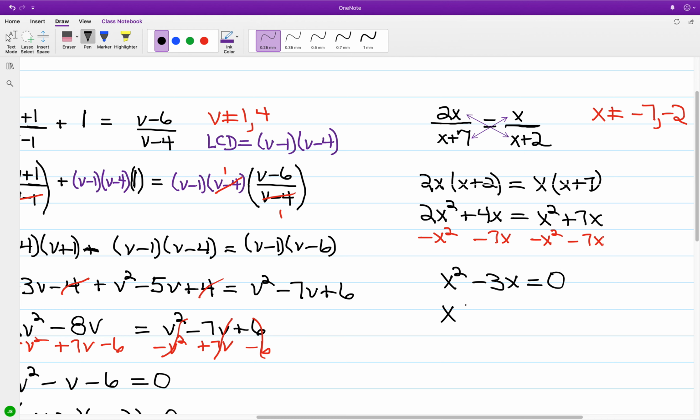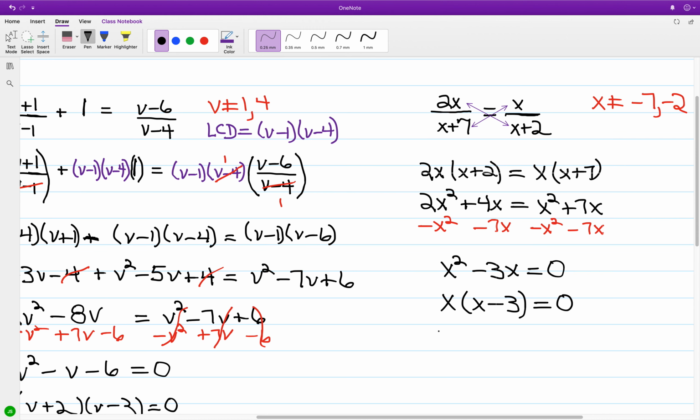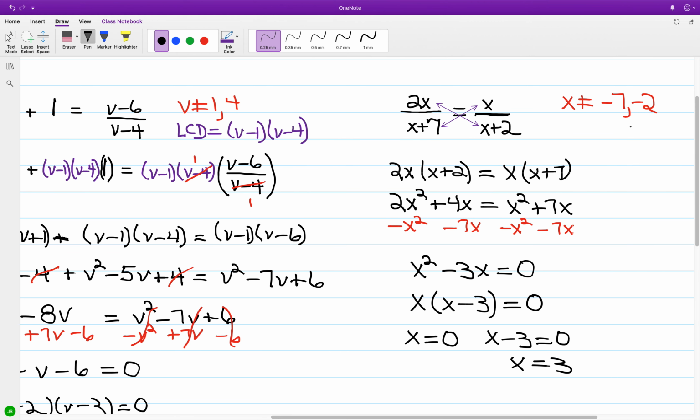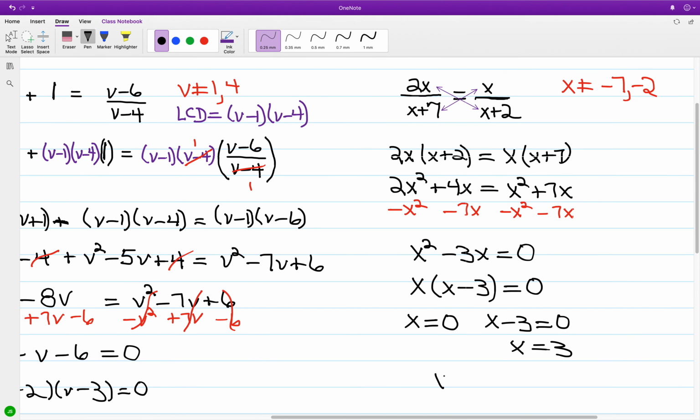And looking at what we have for x, if I factor out what I have, we end up with the monomial x and the binomial x minus 3. And we have the product equal to 0. With our apparent solutions, we have x equal to 0, and from x minus 3 equal to 0, we have that x is equal to 3. And since we had the restriction that x cannot be negative 7 or negative 2, these answers are legit. So we have x at 0 and also at 3.